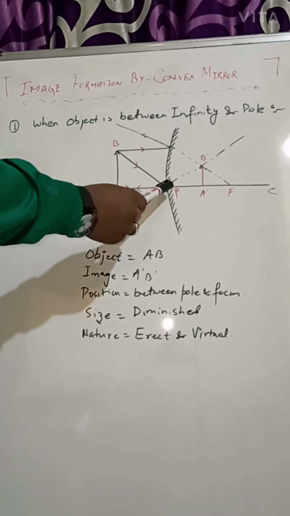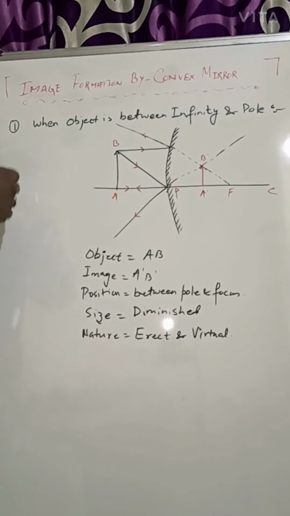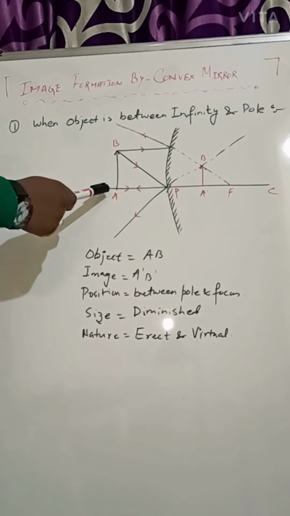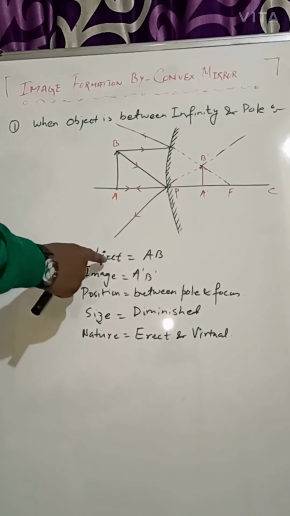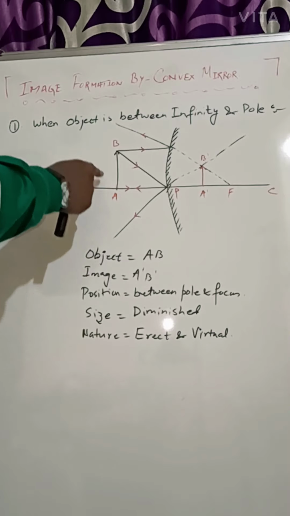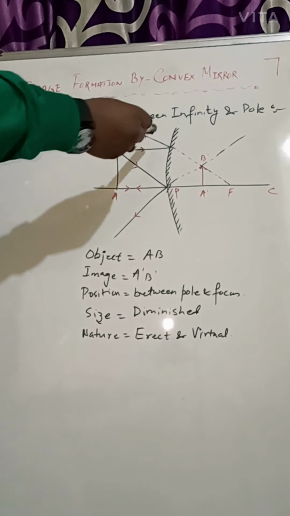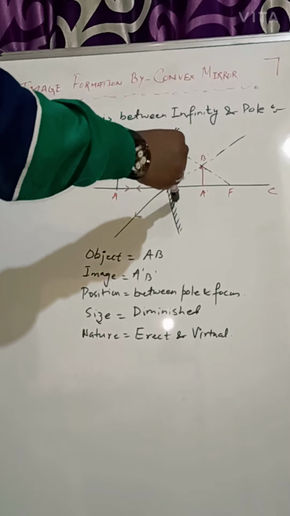See, this is your pole, right? And here there will be the infinity point. So we are keeping the object at this place. This AB is your object, I have written object equal to AB. And this is your convex mirror, this is your shaded portion.